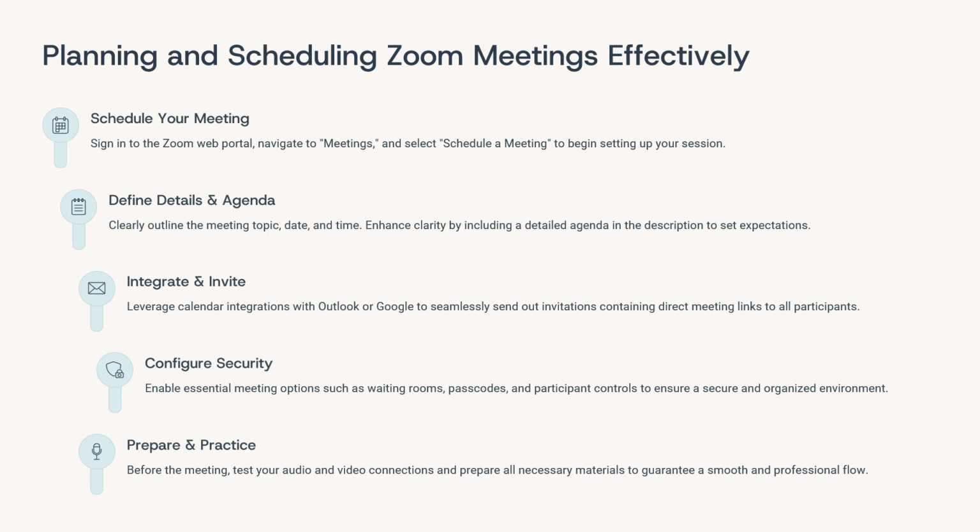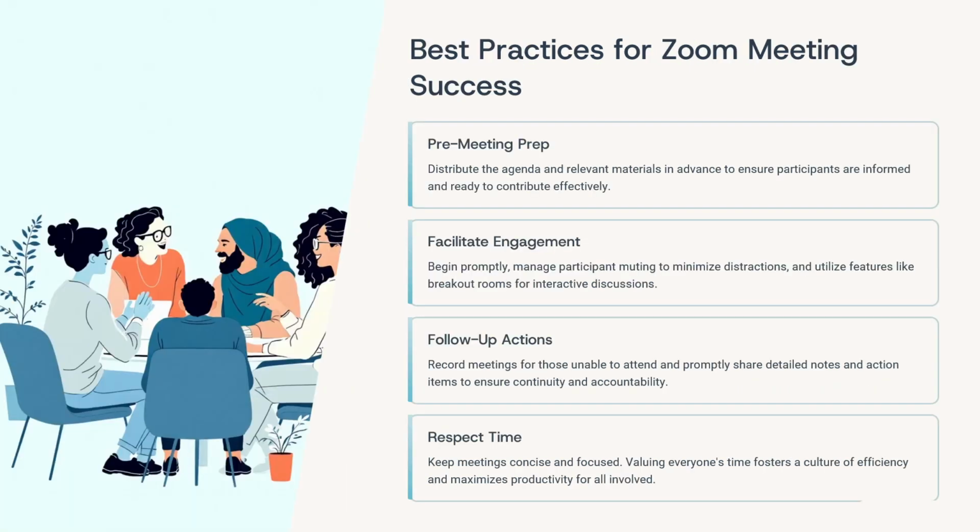Integrate and invite: leverage calendar integration with Outlook or Google to seamlessly send out invitations containing direct meeting links to all participants. Configure security: enable essential meeting options such as waiting rooms, passcodes, and participant controls to ensure a secure, organized environment. Prepare and practice: before the meeting, test your audio and video connection and prepare all necessary materials to guarantee a smooth and professional flow.